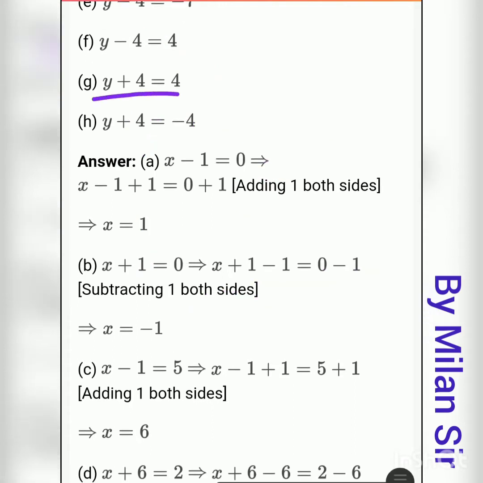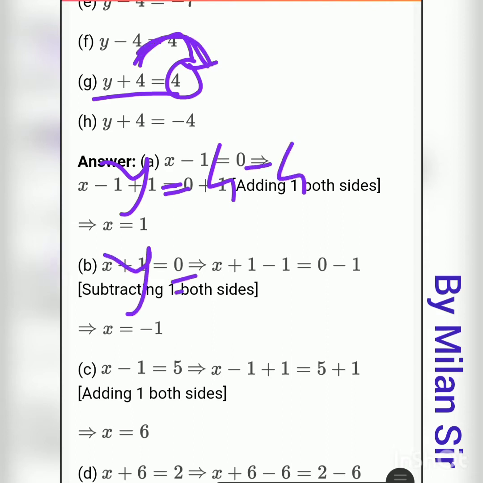Now here we need to transfer this +4 to the right hand side. So y is equal to, first of all here we have 4, and if we transfer this +4 to the right hand side, it becomes -4. So y is equal to 4 minus 4, which is 0.